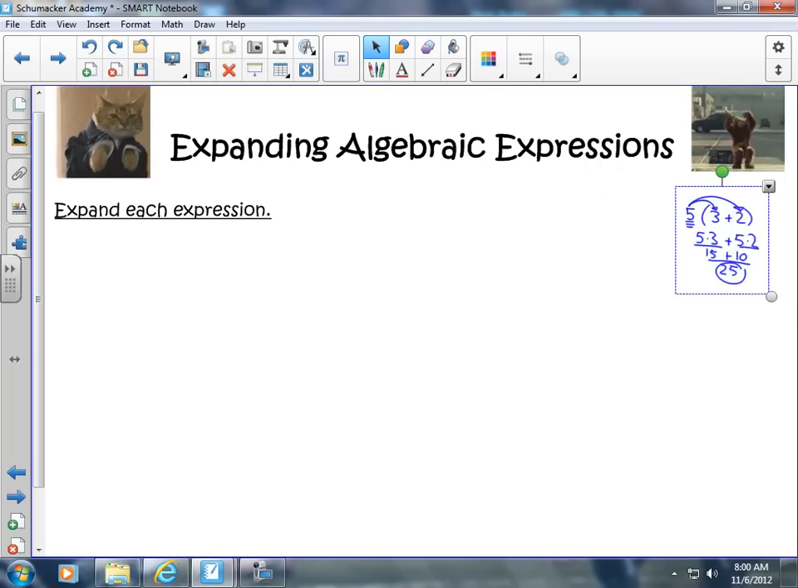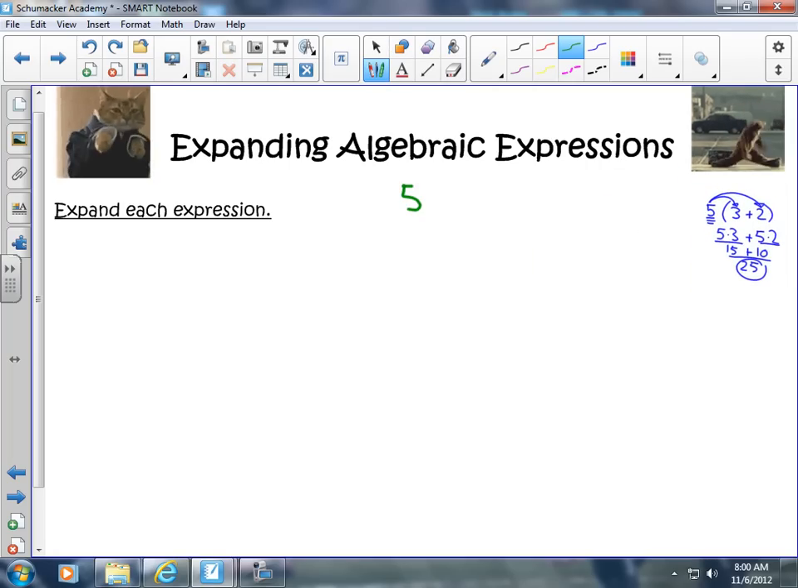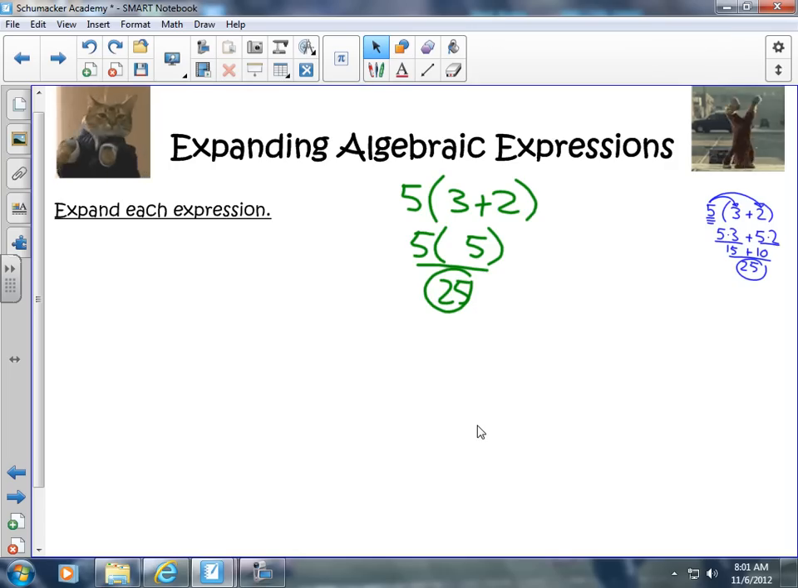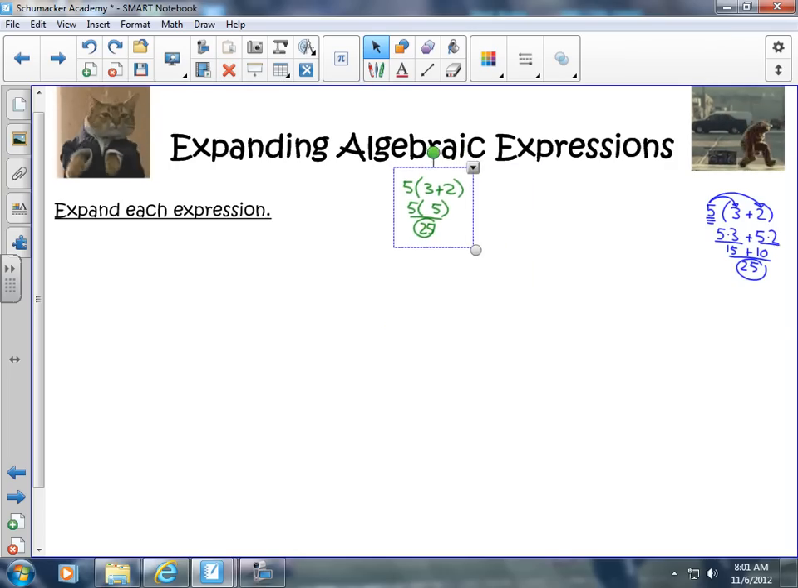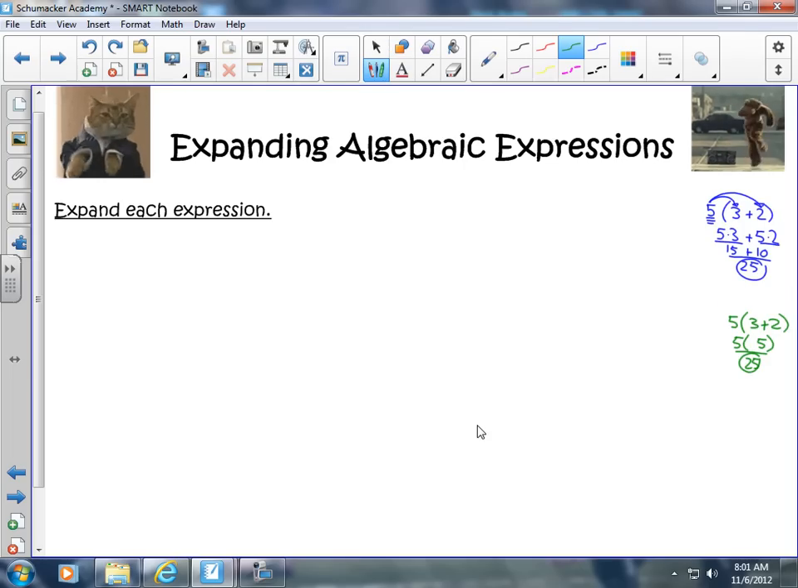Now, you may be thinking to yourself right now, but wait, couldn't I just do 5 times 3 plus 2? Wouldn't it have been so much easier just to make this 5 times 5 and get 25? The answer is yes, it would be easier. However, that only works when you're working with numeric terms. What happens if you're working with algebraic terms?